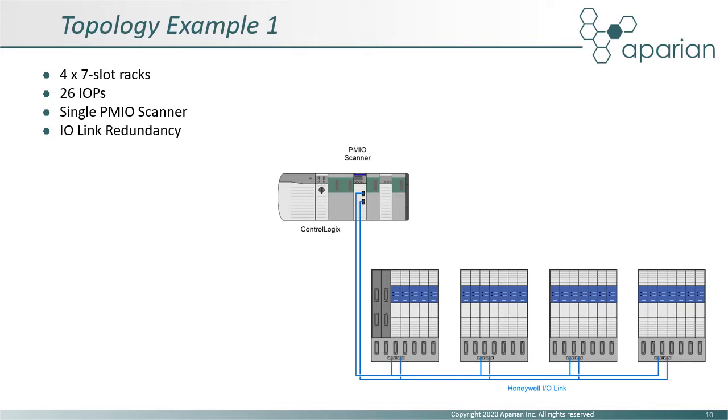In this first example, we have four 7-slot racks containing a total of 26 IOPs. This can be covered by a single PMIO scanner. Note that the dual I/O link remains intact, maintaining media redundancy.